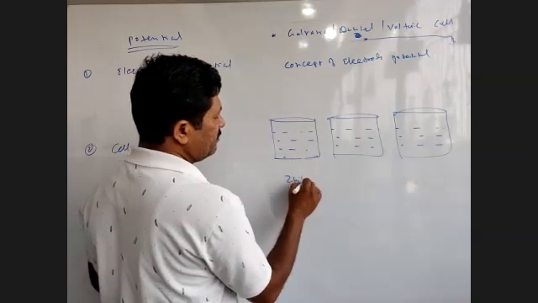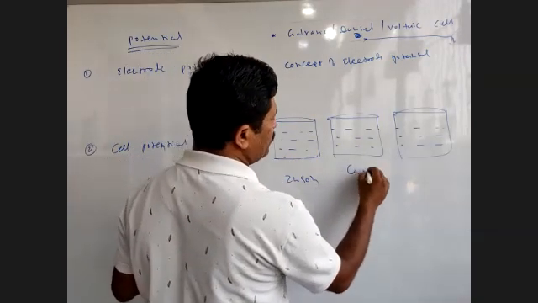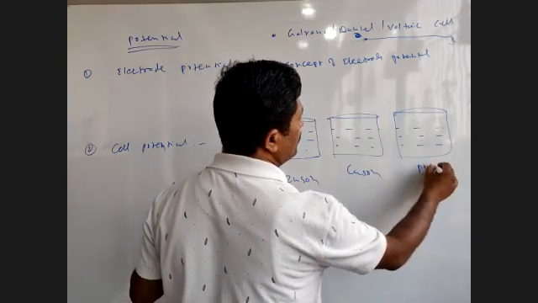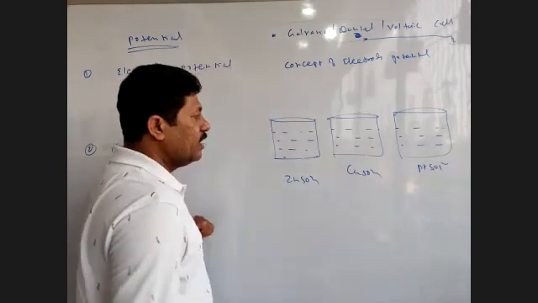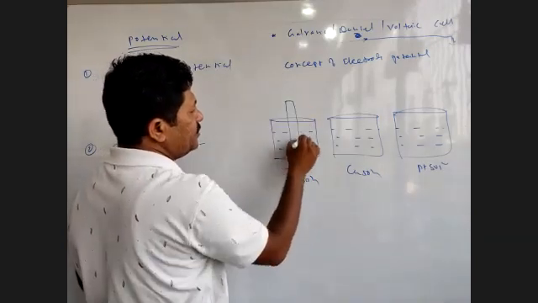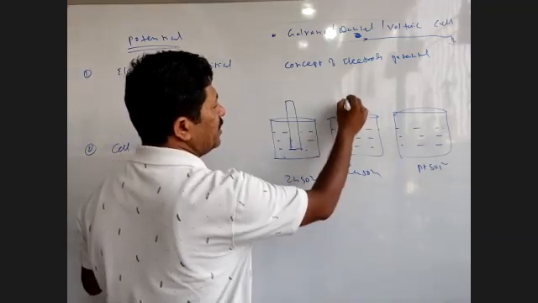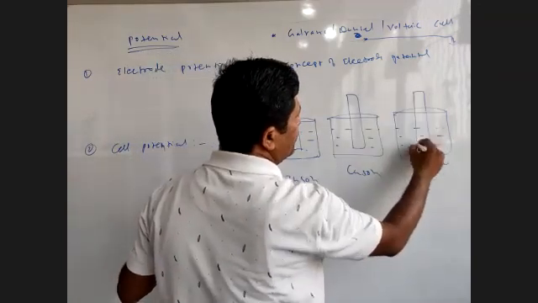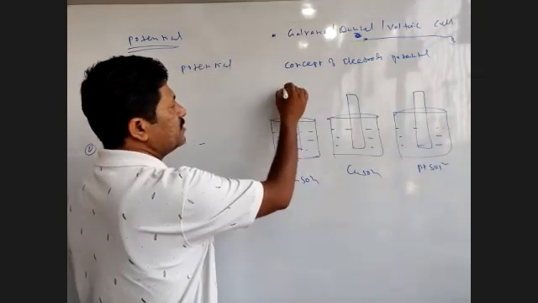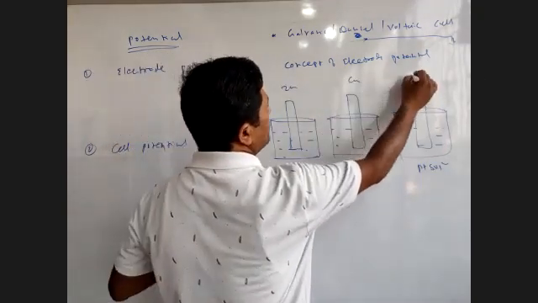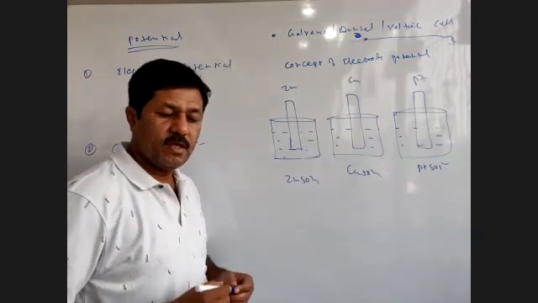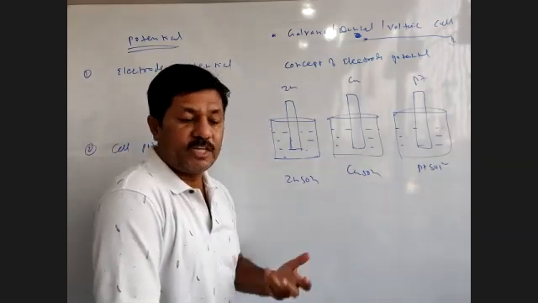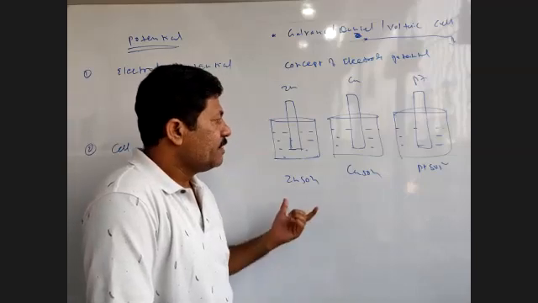Suppose this is zinc sulphate solution, this is CuSO4 solution and this is platinum solution. Here a zinc rod is dipped, here a copper rod is dipped और यहाँ पे platinum plate is dipped. अब देखिएगा this is zinc rod, this is copper rod and this is platinum rod. हमें डिस्कस करना है how the potential is developed.